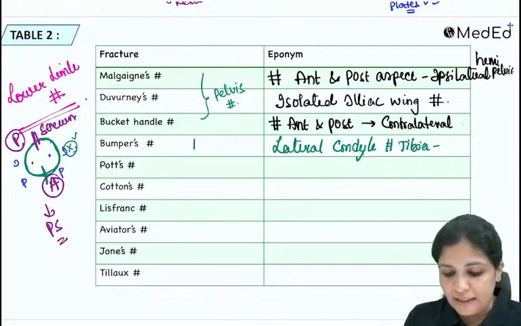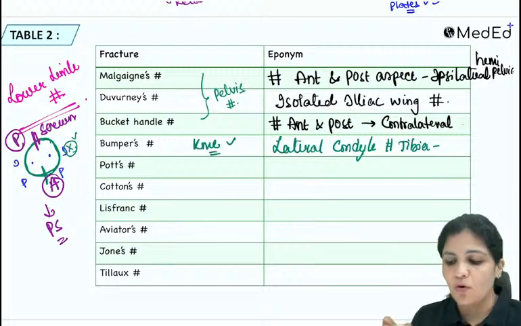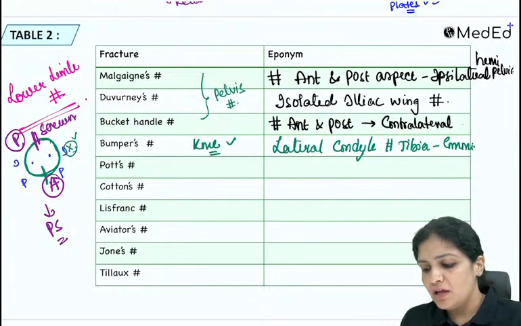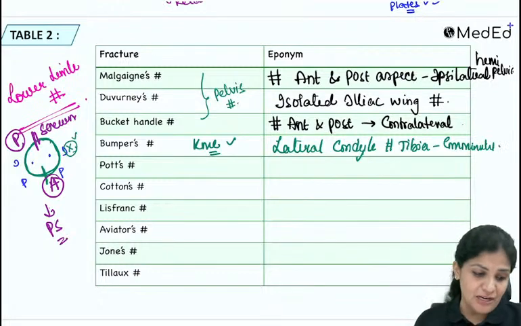So this is about the knee joint where there is a lateral condyle fracture of the tibia. It is usually a comminuted fracture. So that is your bumper's fracture.